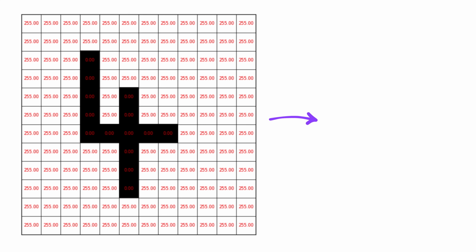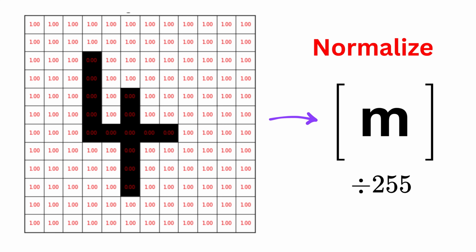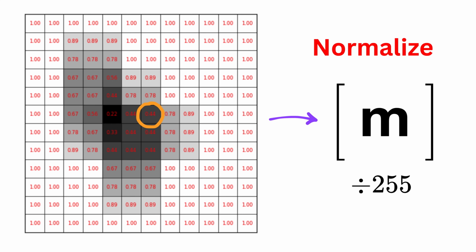To convert this image into a matrix, we just replace every pixel with its corresponding number. The result is a 10 by 10 matrix where each number represents the brightness or the intensity of one pixel. Also, to simplify the matrix, we divide every pixel value by 255 and normalize it. This way, black becomes 0, white becomes 1, and anything in between becomes a shade of gray. It makes calculations smoother and easier to visualize.